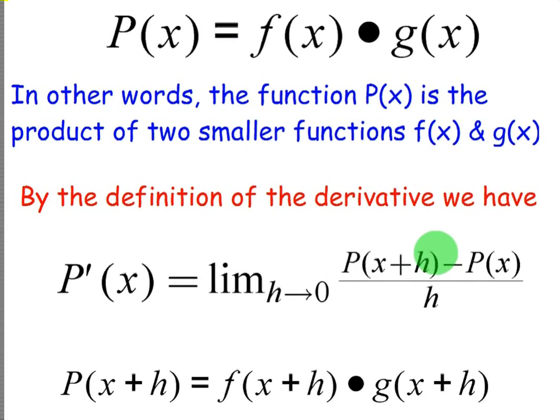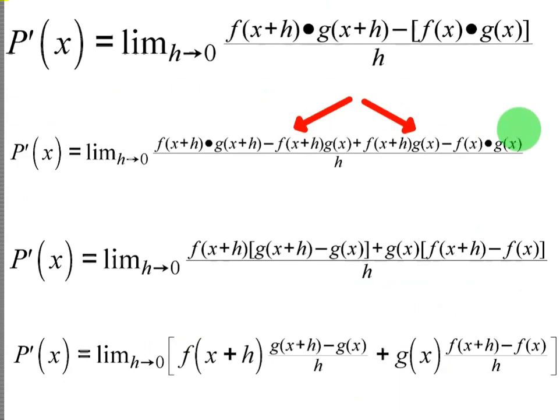So we first need to figure out what p of x plus h is, but we've defined p of x as f of x times g of x. So p of x plus h is just f of x plus h times g of x plus h. Then we will replace p of x with f of x times g of x. That's going to look like this. So here's our p of x plus h, and here is our p of x.